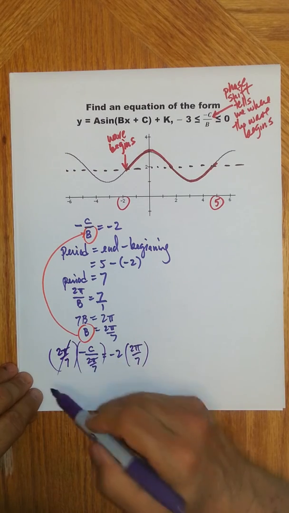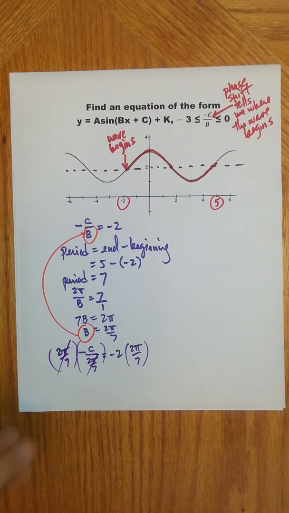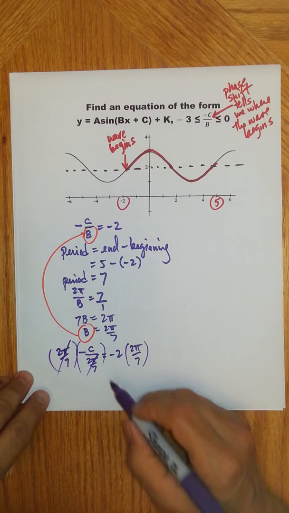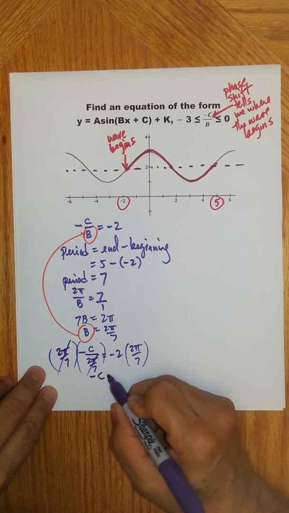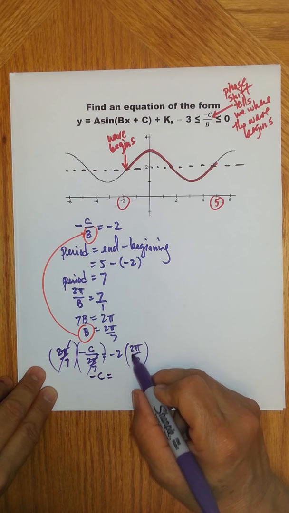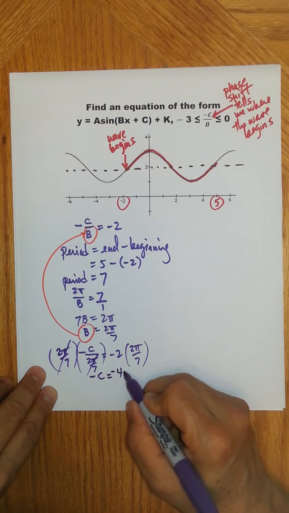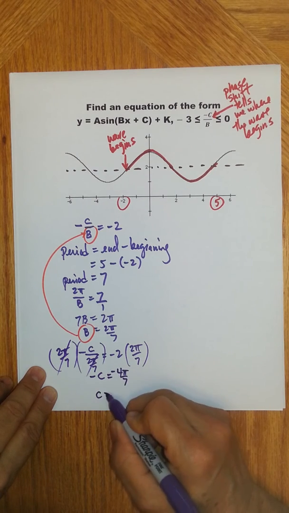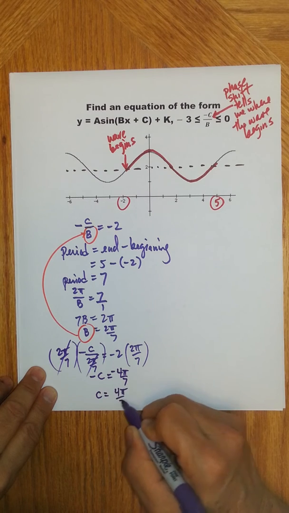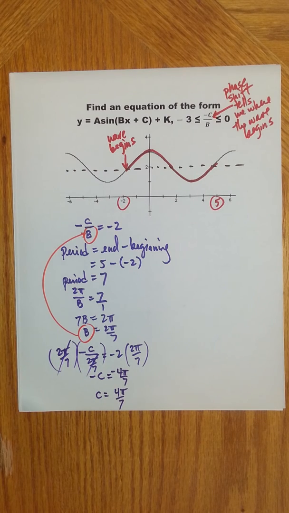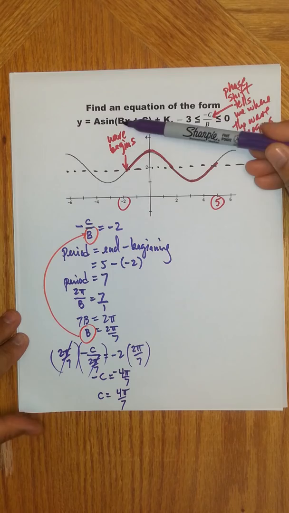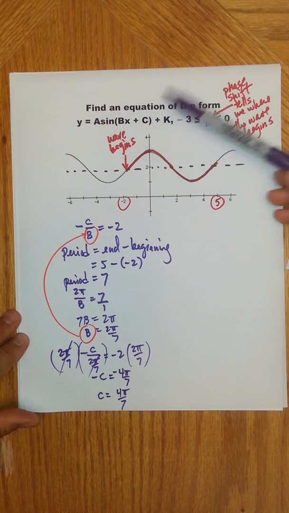Okay. So this cancels out this. That's the reason I multiply both sides of the equation by 2 pi over 7. I'm left with negative c equals negative 2 times 2, which is 4 pi, right? Negative 4 pi over 7. So c equals 4 pi over 7. Right? So now we've figured out what b is and what c is. We now have to work on a and k.